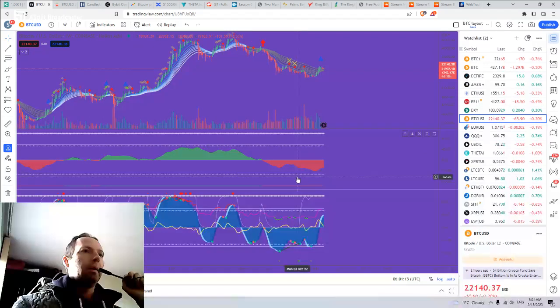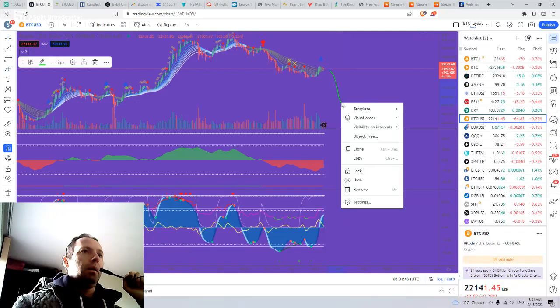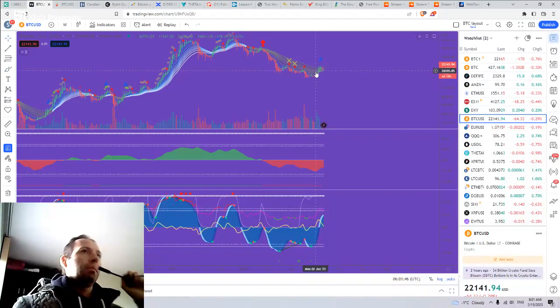Now let's see the weekly. On the weekly we had a nice wave of momentum up, and the money flow actually increased just a little bit, so there might be a new wave to the downside. I expect the money flow to go down, which means we are going down in the next few days. Of course this is not certain, but everything depends on the momentum.